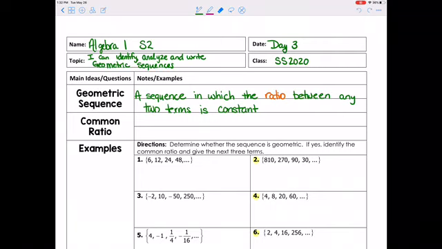So with arithmetic sequences, we were looking at the difference. And to find the difference, we had to subtract the two terms. For the ratio, now we want to divide. So a geometric sequence is a sequence in which the ratio between any two consecutive terms is constant, or is the same. That common ratio is the numerical ratio between any two terms. And just a reminder that ratio means to divide, and we use the variable r to talk about the common ratio when we're writing our formulas for sequences.